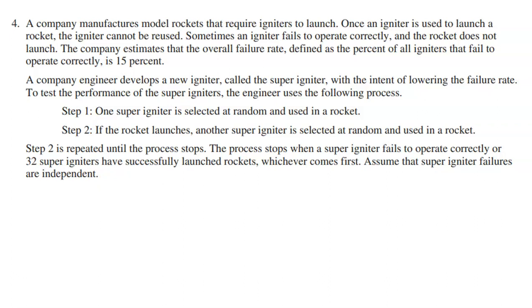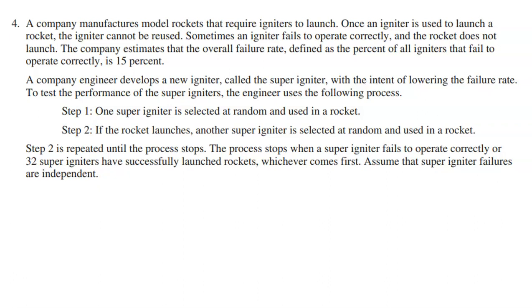The process stops when a super igniter fails to operate correctly. So the moment one fails, done. Or 32 super igniters have successfully launched rockets, whichever comes first. So if I get 32 launched rockets in a row, I will stop and be like, holy cow, this is pretty good. Or the moment I get one that fails, I will end my trial.